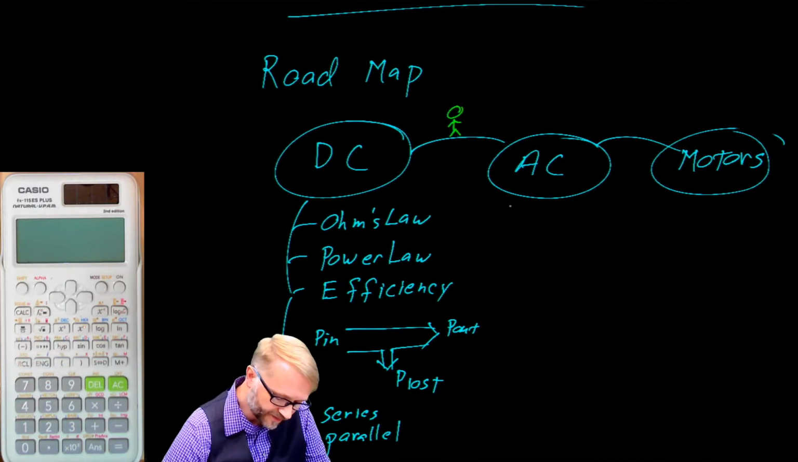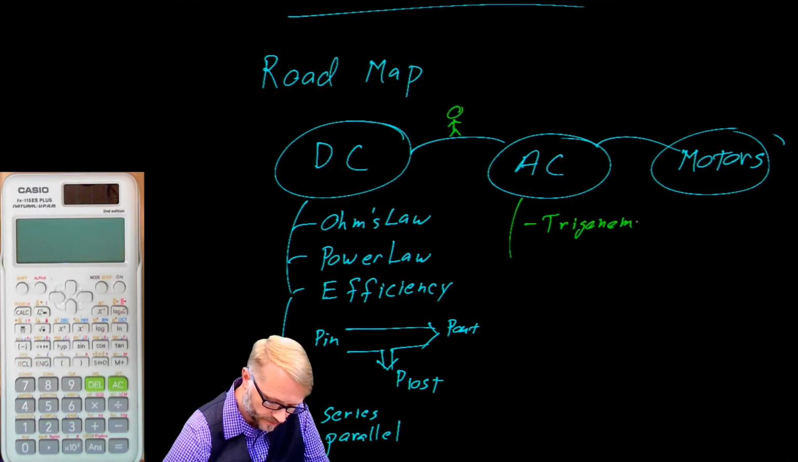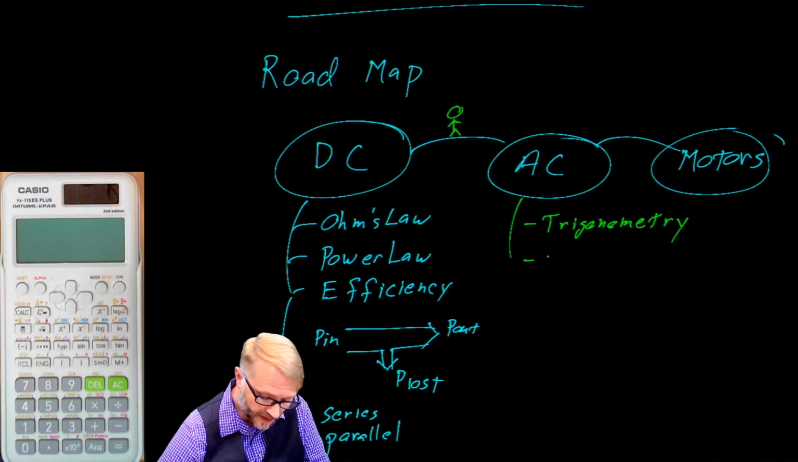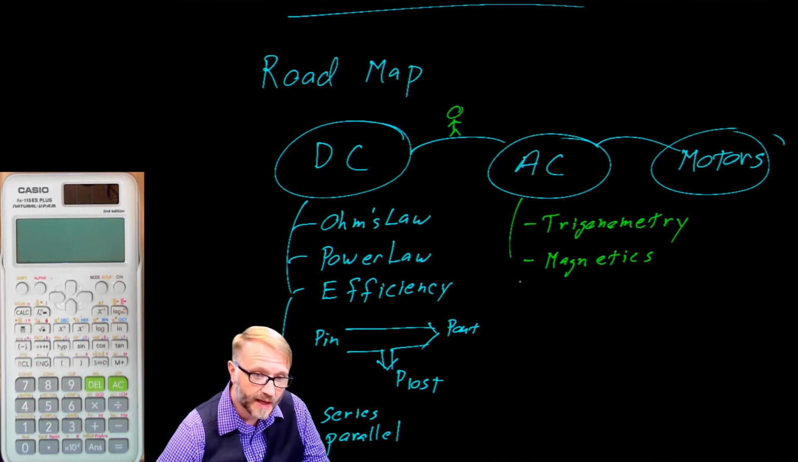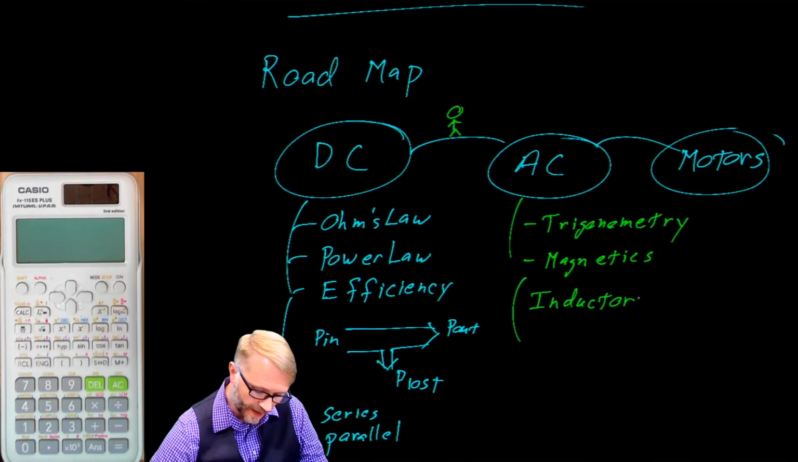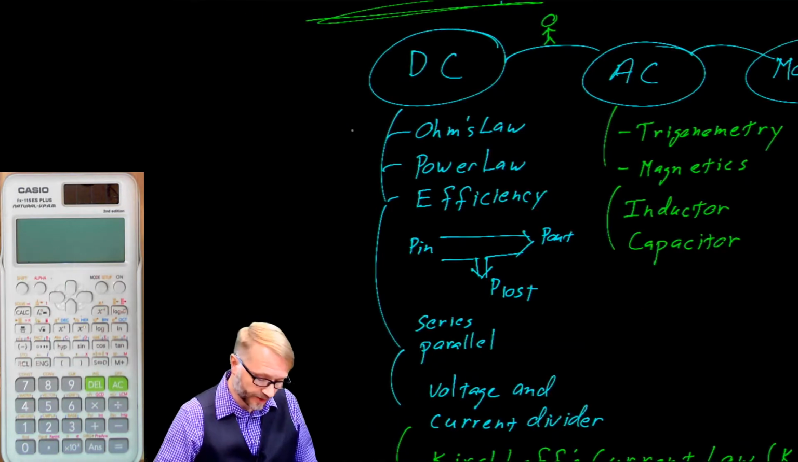We mentioned this before. Alternating current has a component of trigonometry. Magnetics is involved. We also have a few new components, including the inductor and the capacitor. I do have some good news for you.